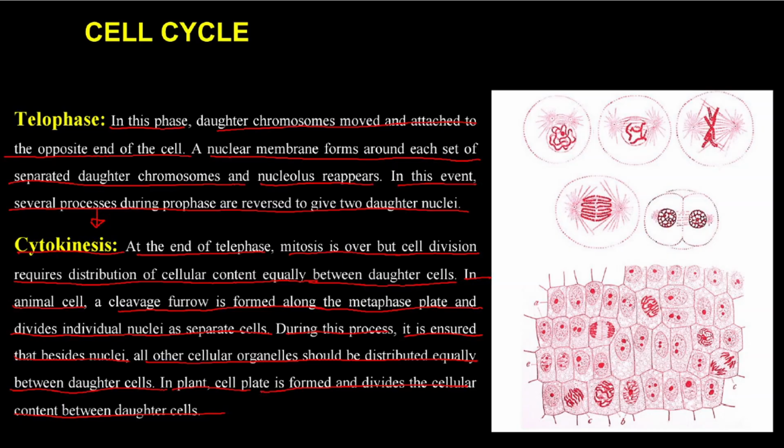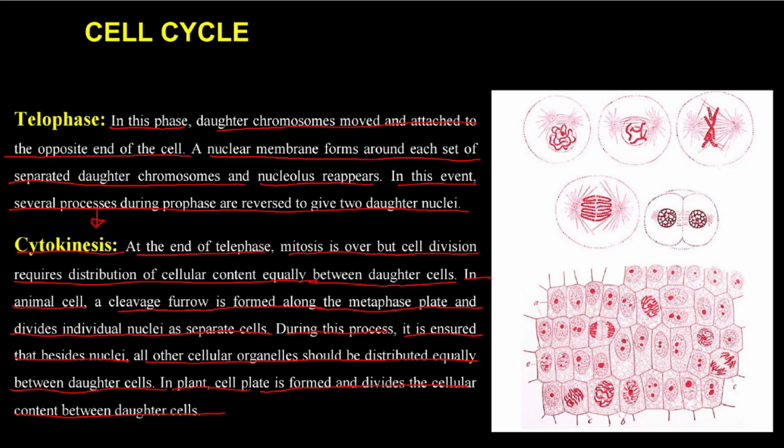So at the end of telophase, mitosis is over, but cell division requires distribution of cellular contents equally between the two daughter cells, and in animal cells a cleavage furrow is formed. Furrow means two opposite side, inward projections will form along the metaphasic plate, and divide individual nuclei as separate cells. During this process, it is ensured that besides nuclei, all other cellular organelles are distributed equally between the daughter cells. In plant cells, a cell plate is formed, which divides the cellular content between the daughter cells.